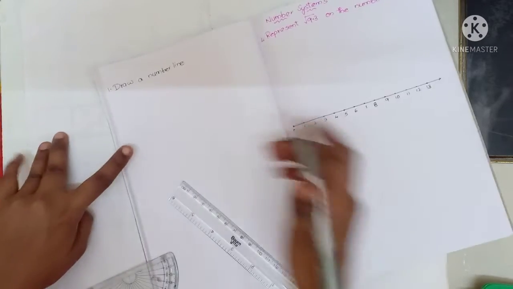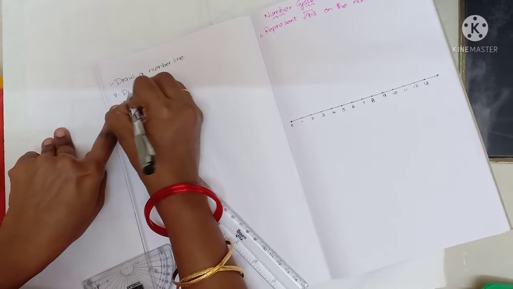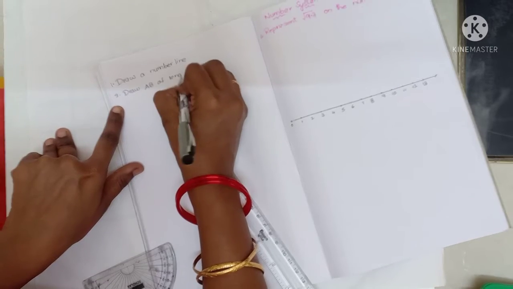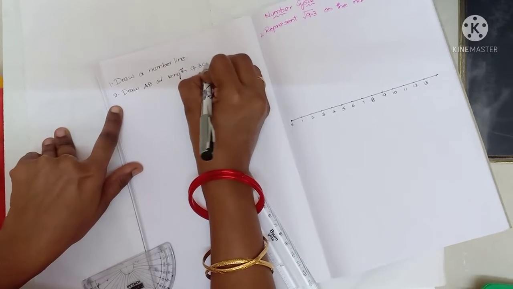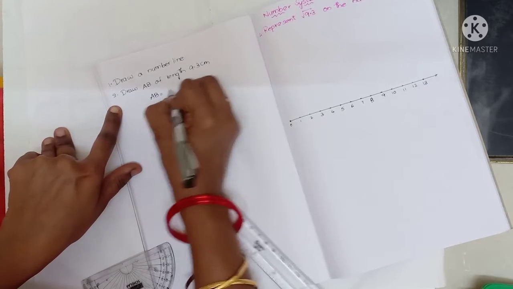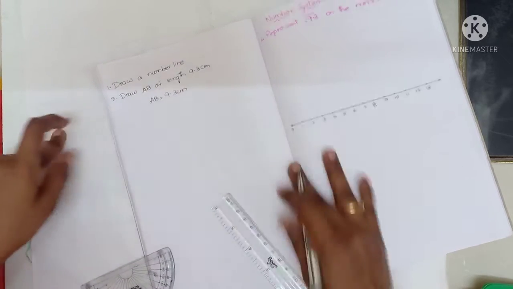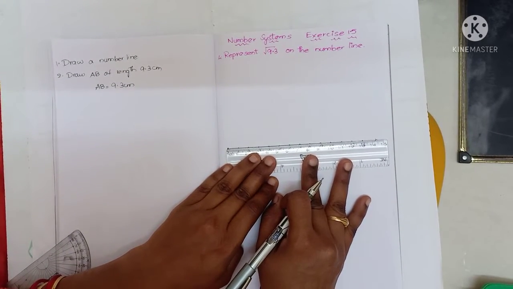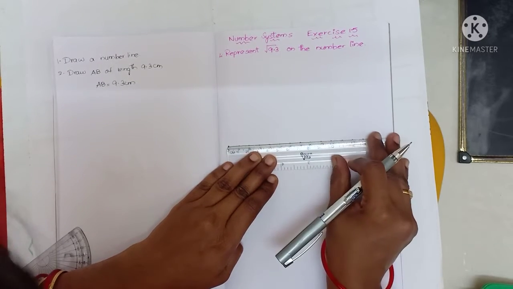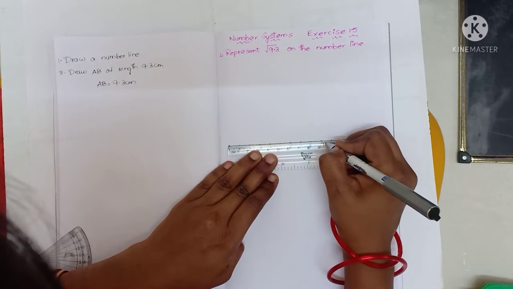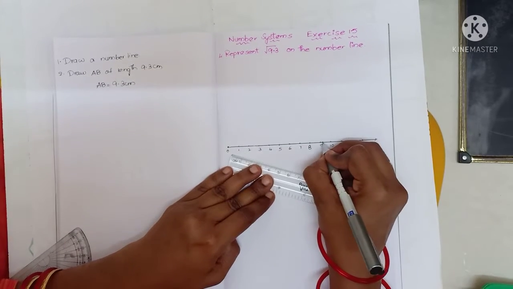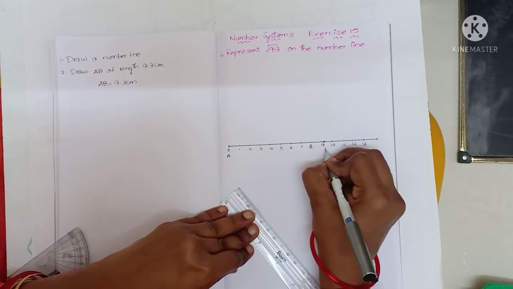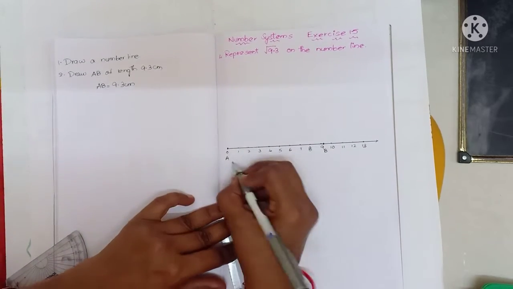Now children, the second step is draw AB of length 9.3 centimeters. AB should be of length 9.3 centimeters. Now in this number line, starting from point O, mark the point 9.3 centimeters, children. Now at 0 you have A, and here at 9.3 you have B. AB is of length what, children?